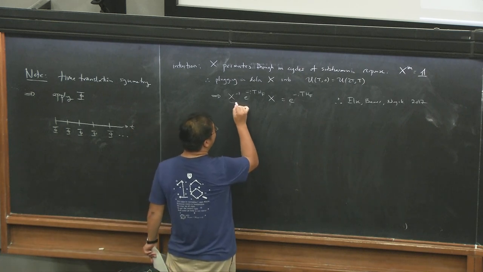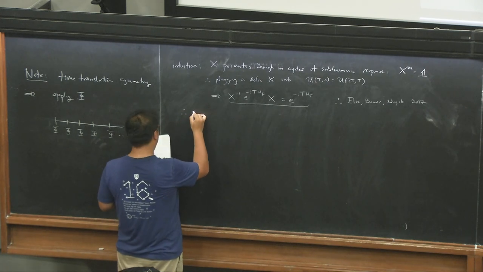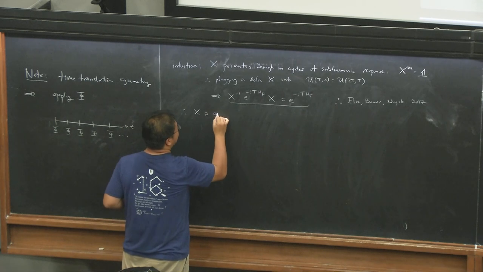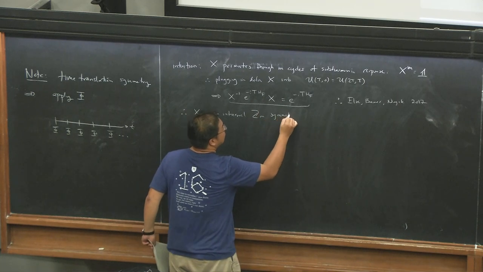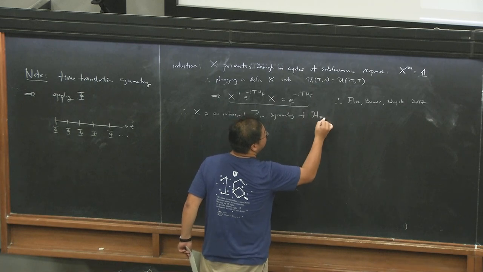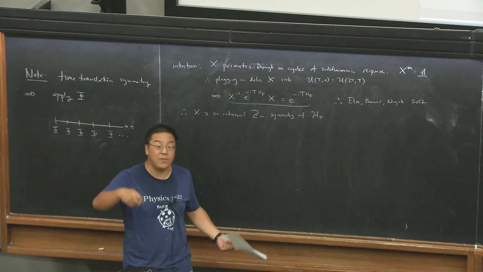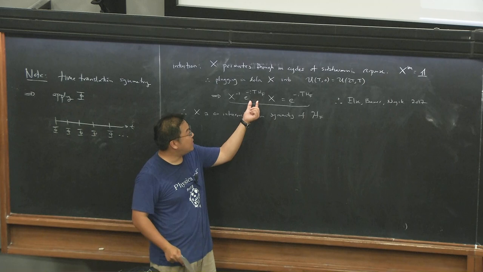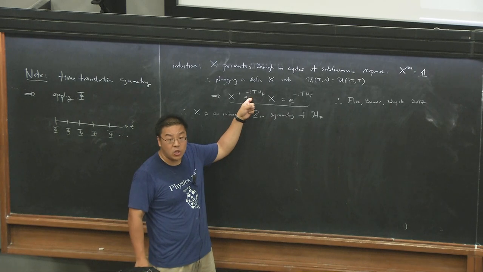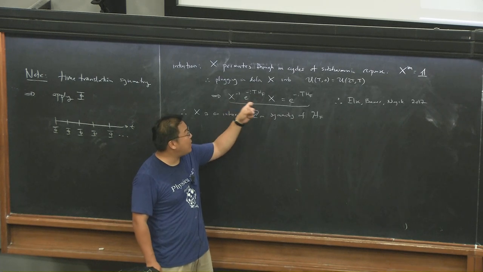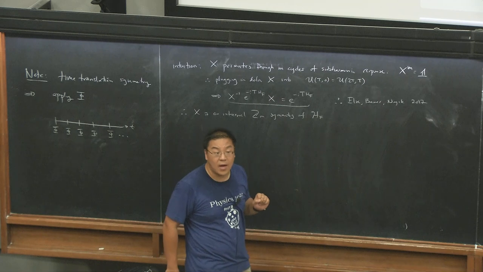So what in words does this equation mean? This equation means that x is an internal Z_m symmetry of H_F. Remember what we talked about with symmetries: symmetries are transformations that leave the equations of motion invariant. If H_F is time independent, then this is the generator of stroboscopic unitary Floquet dynamics. Conjugating by x leaves it invariant. So that precisely means that x is an internal Z_m symmetry of H_F.